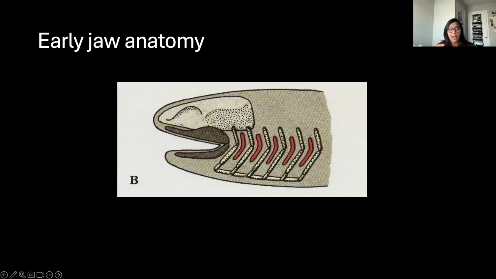And so the jaw anatomy here is still kind of primitive. They are true jaws, but they're not as robust as they are today. But we do see that they are, again, suspended from the cranium, which is still housing the brain and those special sensory organs. And these jaws are going to be derived from those pharyngeal arches that were supporting the gills that we saw in the jawless fish.